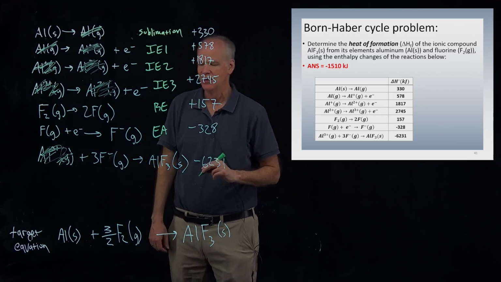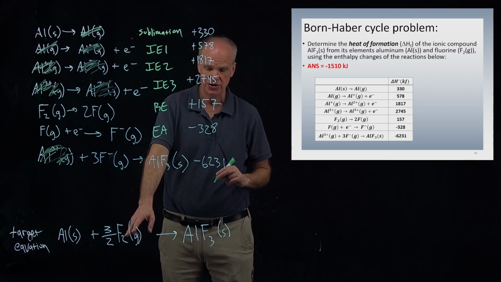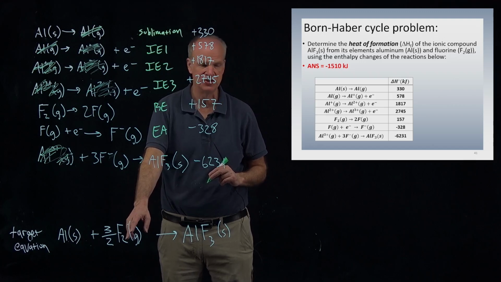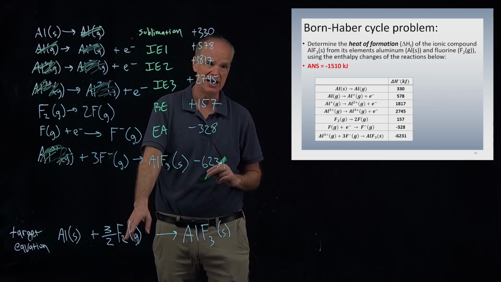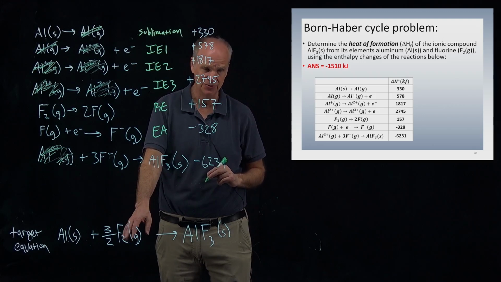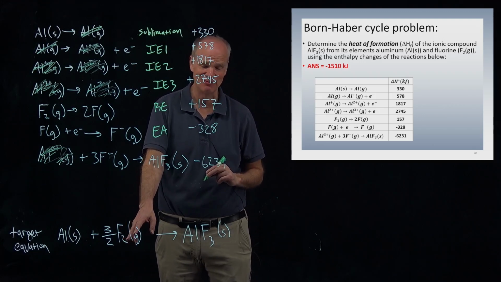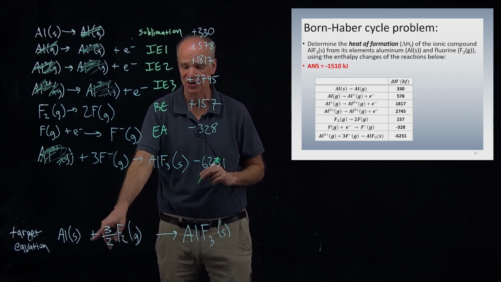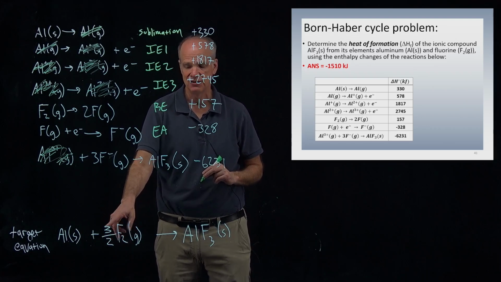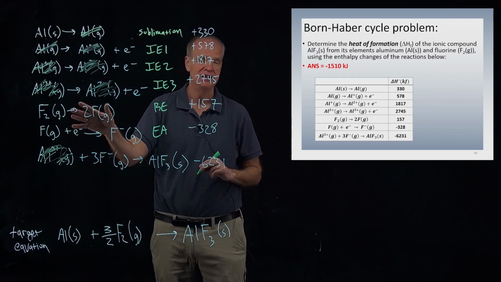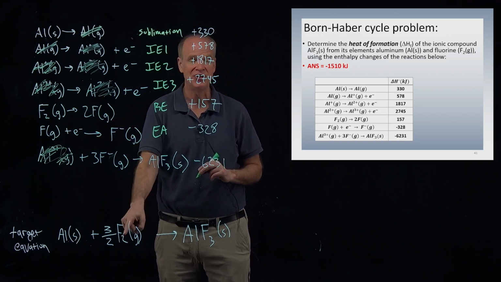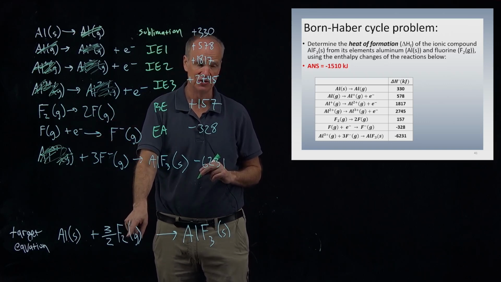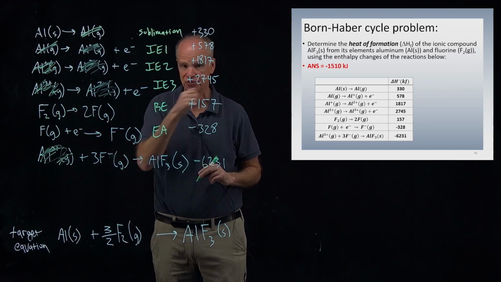And so what I want you to notice here is in the target equation, we don't have fluorine ions. We don't have fluorine atoms. We have diatomic fluorine molecules. And so what's worse is that we have a coefficient here of 3/2. And so what we have to do is get rid of all of the symbols for fluorine except the fluorine molecules. And we have to have it such that it's 3/2.